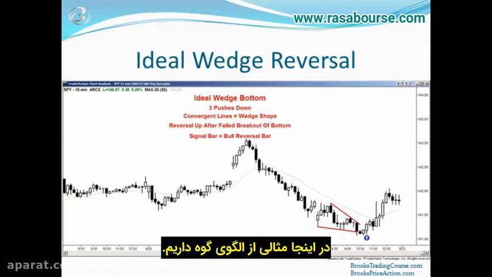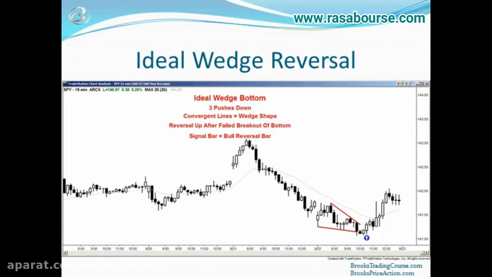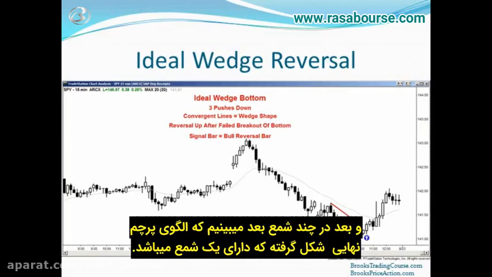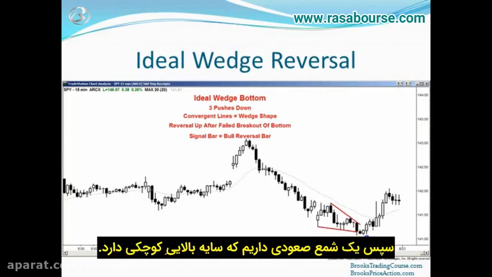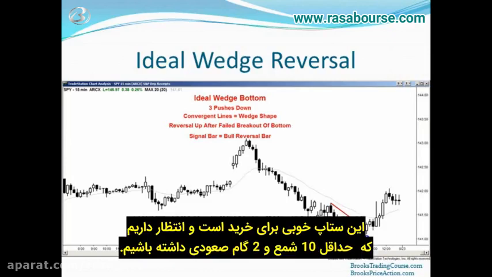Here's an example of a wedge. You have 3 pushes down, you have a bear breakout below the bottom of the wedge, and then a couple of bars later you have a 1-bar final flag and then a pretty good looking bull bar closing near its high. That's a reasonable buy setup for at least 2 legs up, 10 bars, 2 legs up.